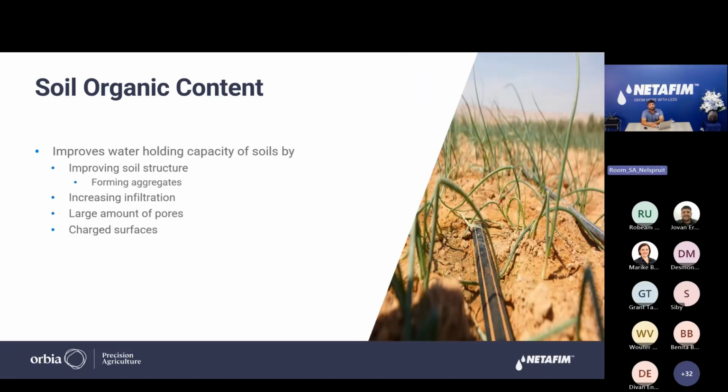Right, so what does it do? It improves your water holding capacity, and because it's forming more stable structures and aggregates of your soil particles, it allows for better structure and more evenly distributed pores, and also more pores specifically. Increasing your infiltration rate of your soil, you can have a large amount of pores, and the organic matter also has charged surfaces, which will then help to hold onto water more.